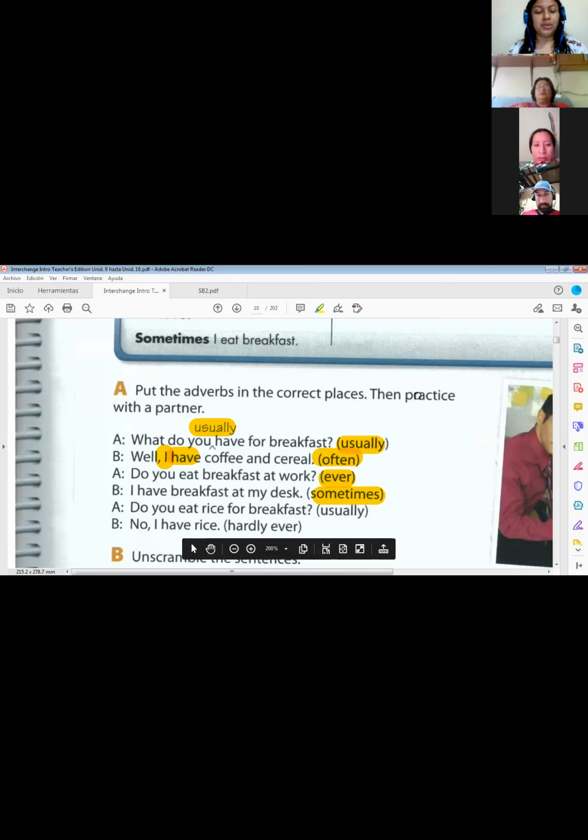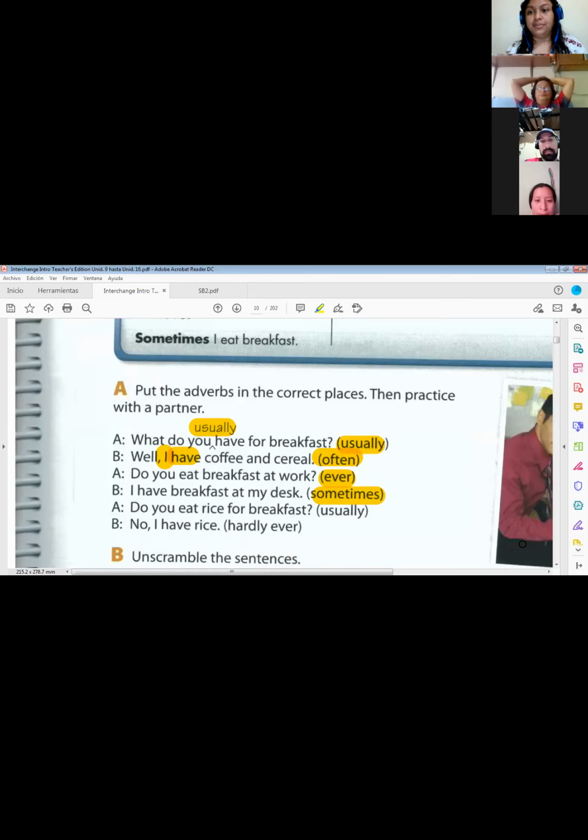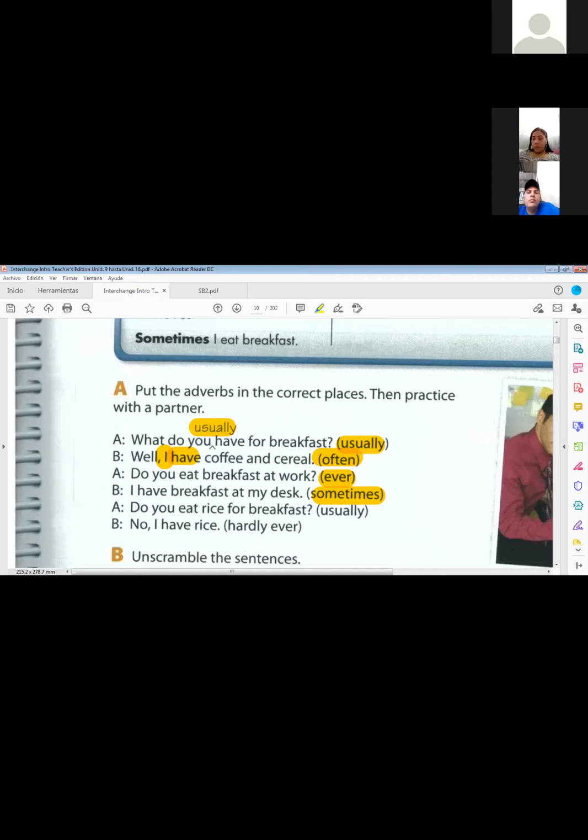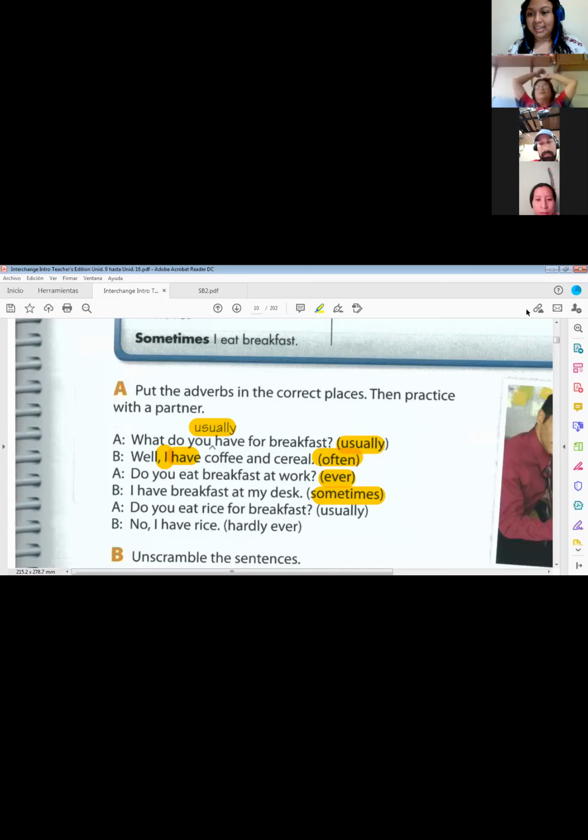Questions, the same questions for you. What do you have for breakfast? What do you guys have for breakfast? For example, I usually have bread and eggs. What about you? What do you usually have for breakfast? I usually eat bread. Okay. Bread for breakfast. Very good.